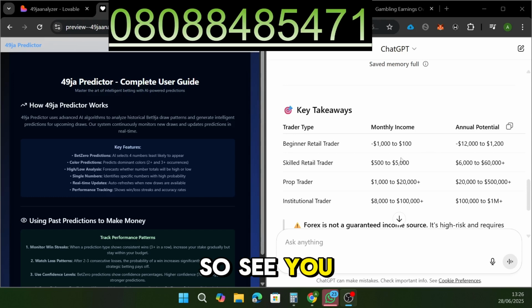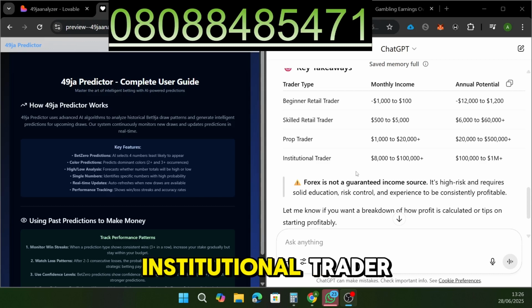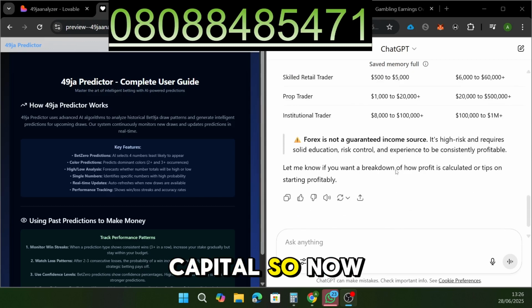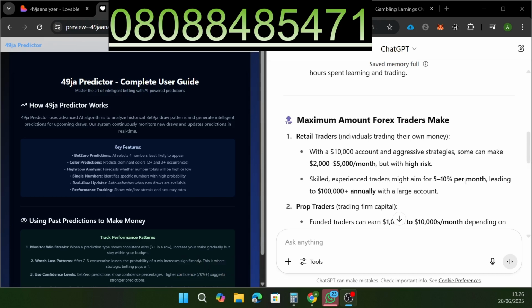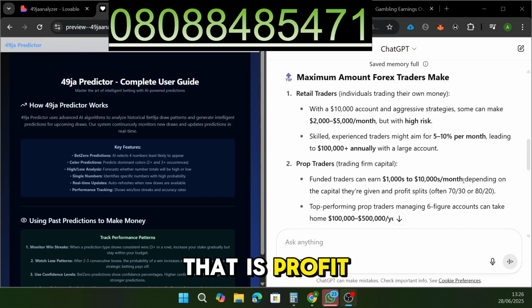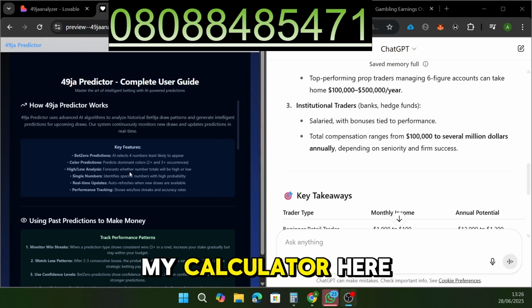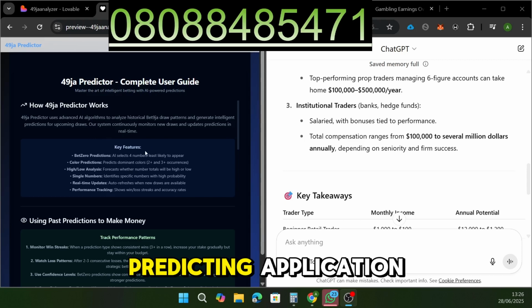As you can see, we have the skills, the retail trader, and the institutional trader, depending on capital. Now what I'll be showing you, as a gambler, is how to use this concept, this 5 to 10% monthly target profit. So now, let's go back to the calculator. As you can see, this is the calculator here. As a gambler, this is my predicting application.